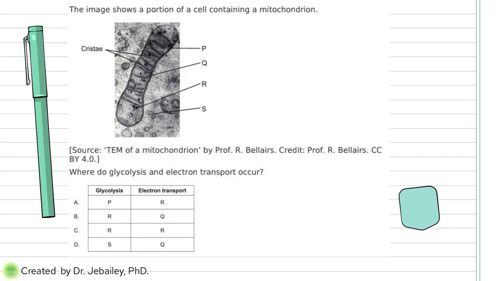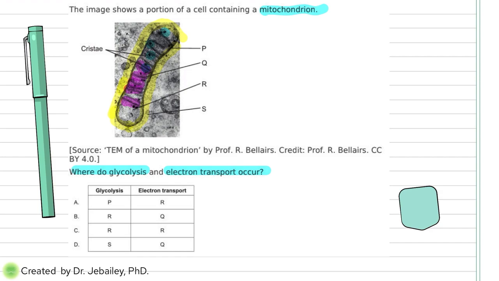Next, the image shows a portion of a cell containing a mitochondrion. Okay, now where do glycolysis and electron transport occur? One of the most important things is that you have to know how to look at electron micrographs, in this case, of a mitochondrion. Now you can see there is this highlight in the corner here, and this is usually what we call the mitochondrial outer membrane. And then you can see the lines on the inside, and these usually are the cristae. And you can see the black dots here, which are basically the ribosomes. So they even have the cristae showing here.